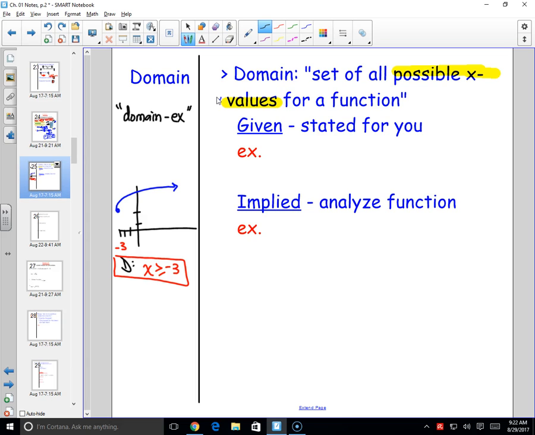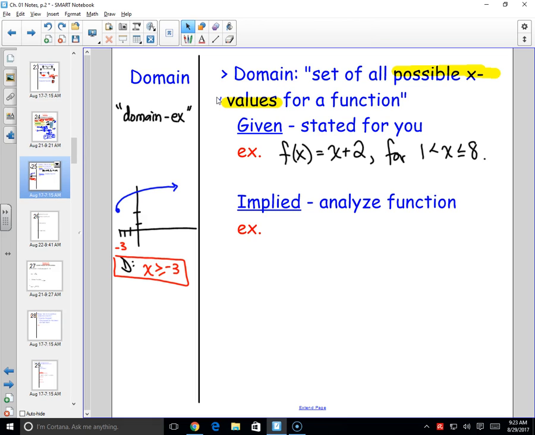One is that they could give you a function like f of x is equal to x plus 2, and this should remind you kind of like piecewise functions, for 1 less than x less than or equal to 8. What's the domain of that example? Yeah, the inequality they already gave you. It's given. Sometimes they just say, hey, this only works here. That's the domain. That's it.